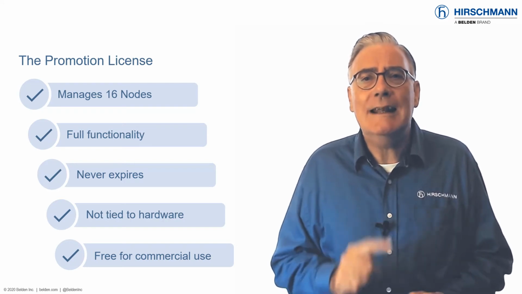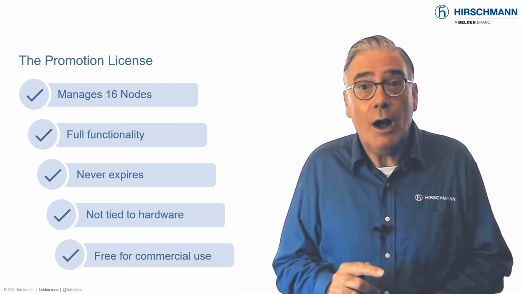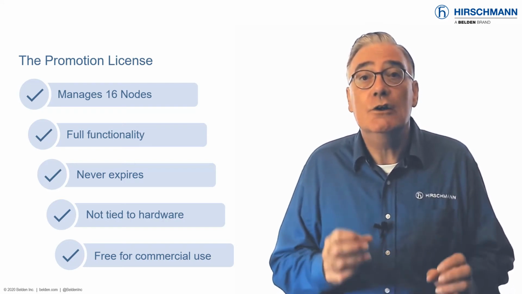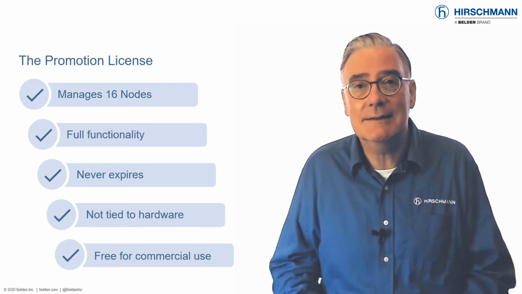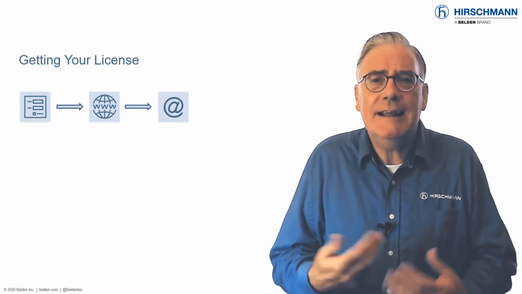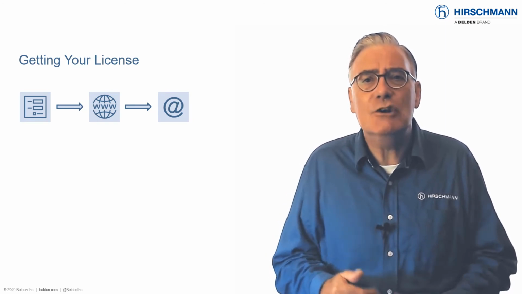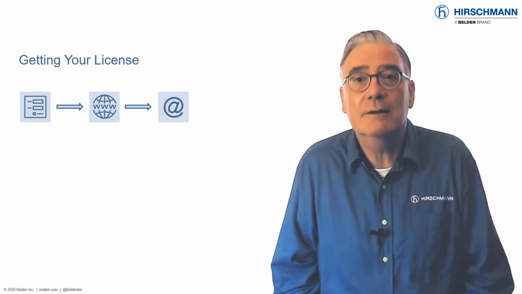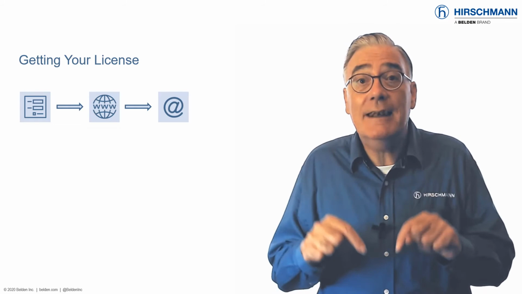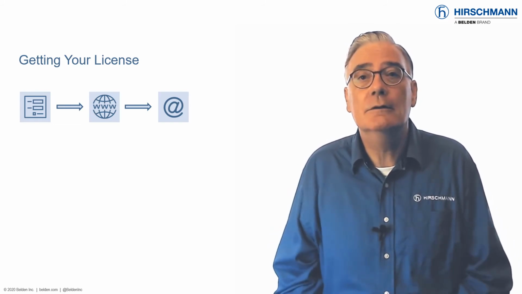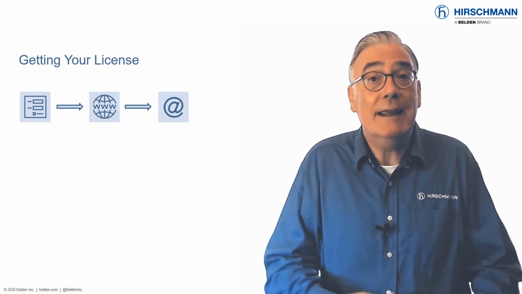Finally, you need at least version 8.1 of Industrial HiVision to use the promotion license. To get started, just fill out the short form on the Belden website. You can find the link in the text below. Your license key will be emailed to you.